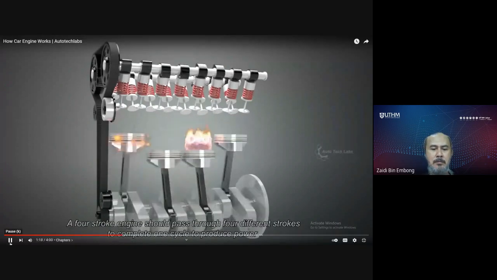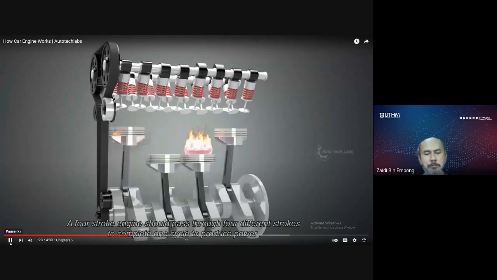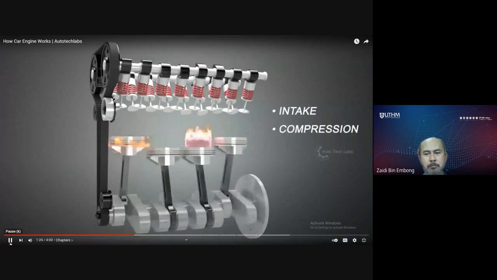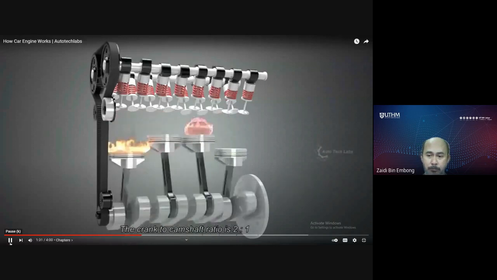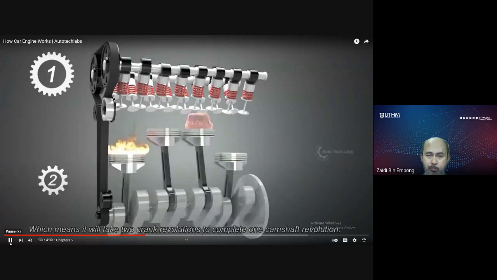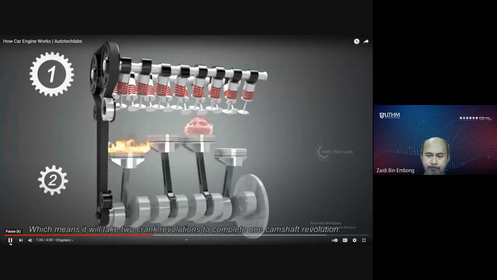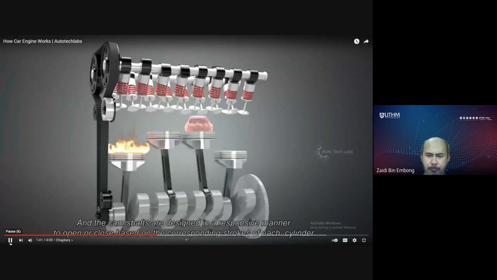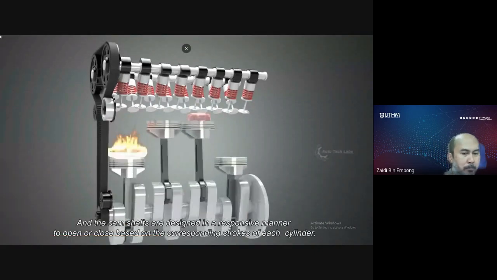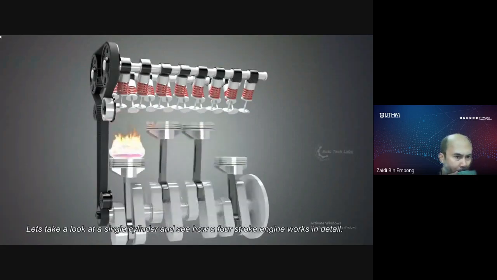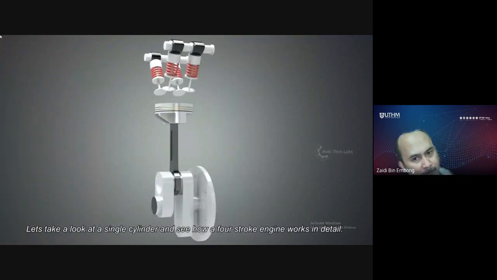A four-stroke engine should pass through four different strokes to complete one cycle to produce power. They are intake, compression, power, and exhaust stroke. The crank to camshaft ratio is 2:1, which means it will take two crank revolutions to complete one camshaft revolution, and the camshafts are designed to open or close based on the corresponding strokes of each cylinder. Let's take a look at a single cylinder and see how a four-stroke engine works in detail.